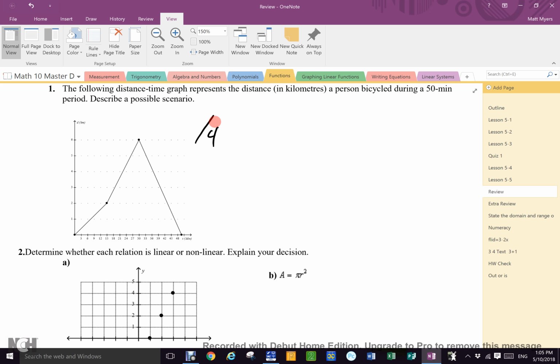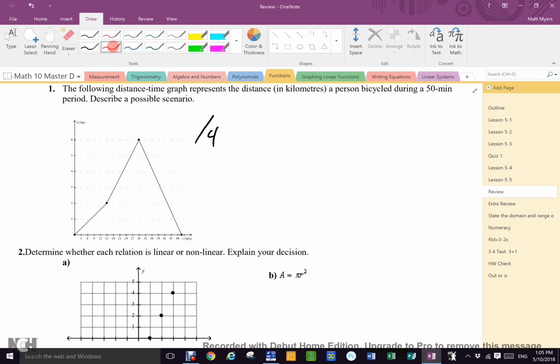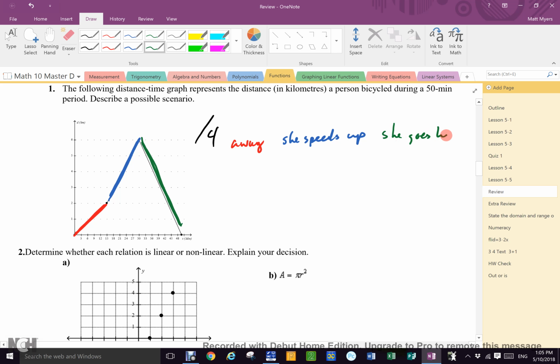So, to get 1, she rides away from home. Or sorry, this is still for 1. And then she goes home. That gets you 1 mark. Because that explains to me you understand how to read that graph.